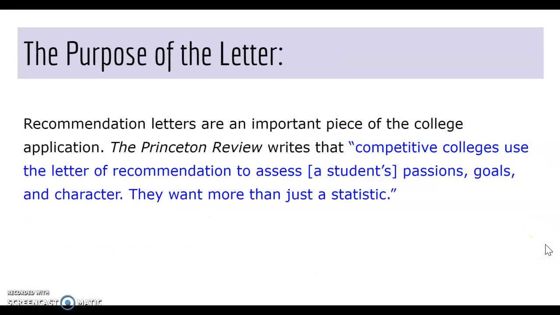I love this statement from the Princeton Review. I think that it succinctly details the purpose of recommendation letters. Just to read from the slide: competitive colleges use the letter of recommendation to assess a student's passions, goals, and character. They do want more than just those numbers on a page.